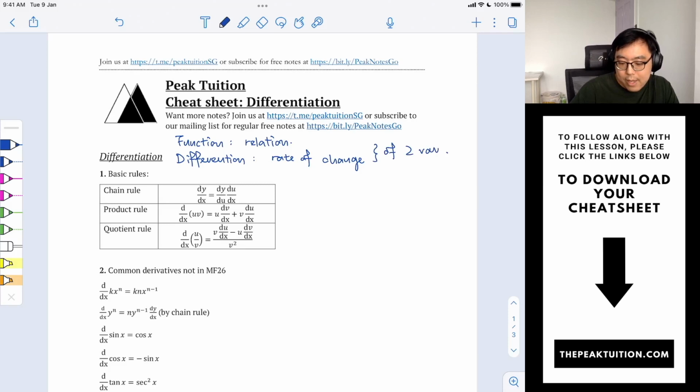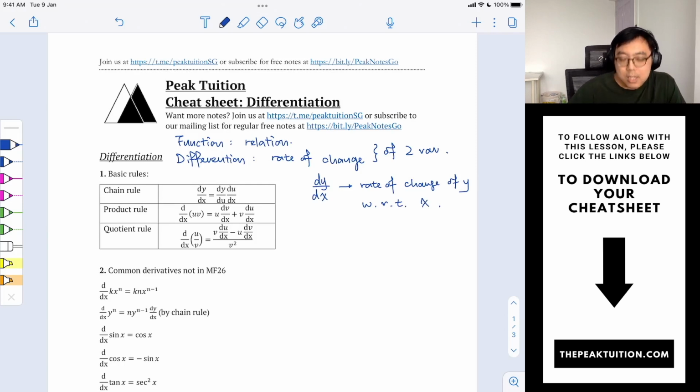So when we write, we differentiate one with respect to another. Let's say we differentiate y with respect to x. This is the notation for differentiating y with respect to x. What we're actually doing is finding the rate of change of y with respect to x. So as x changes, how does y change?